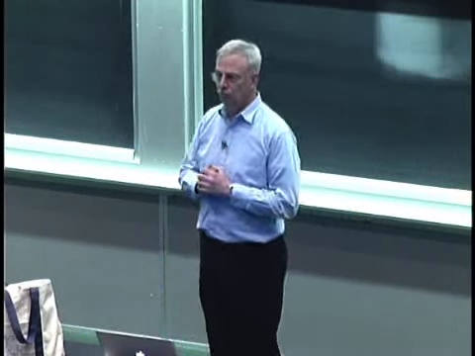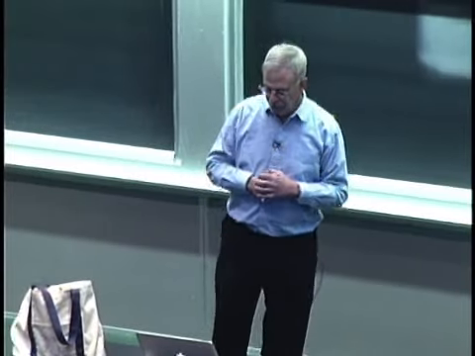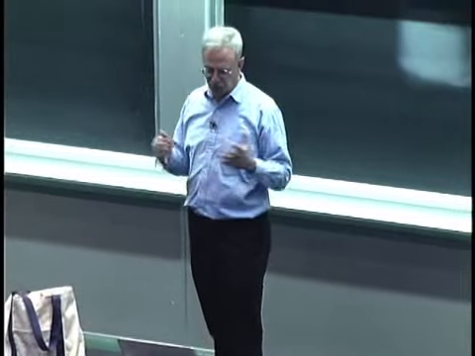So, some examples of computational thinking. How difficult is this problem? That's what we talked about when we talked about complexity. And we talked about how, for many problems, for all problems, there's an intrinsic difficulty of solving the problem with the computation, independent of how efficient your particular solution is. And then the question is, how can I best solve it? Theoretical computer science has given us precise meanings to these and related questions.